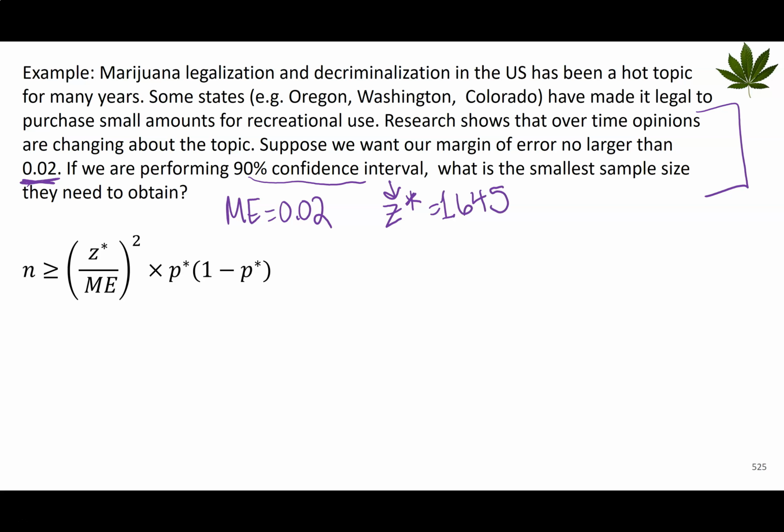And I want to know what's the minimum sample size that I need in order to get a confidence interval that is this confidence level and no wider than that amount. So the thing I need to work out here is p star. Looking here, I don't have any prior sample information. I don't have anything to pull from. So I am going to use 0.5, because that's just the most conservative guess I could use.